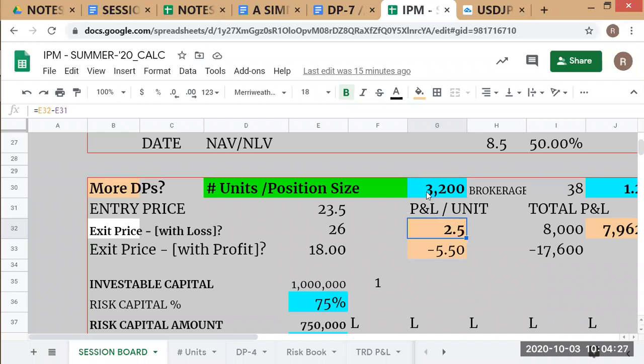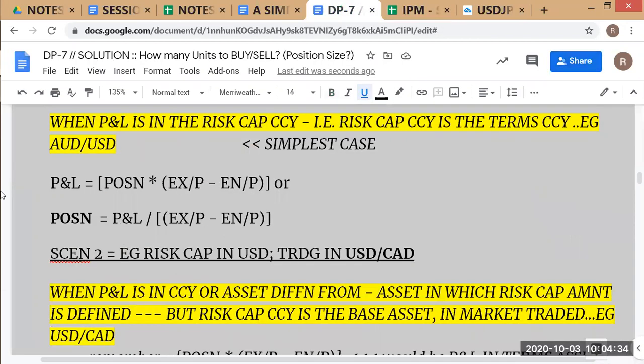So in this case, you have come up with these many units. So this would be 2.5 into this. Okay, everybody's clear so far? It's common sense. All right, so this is where we are.